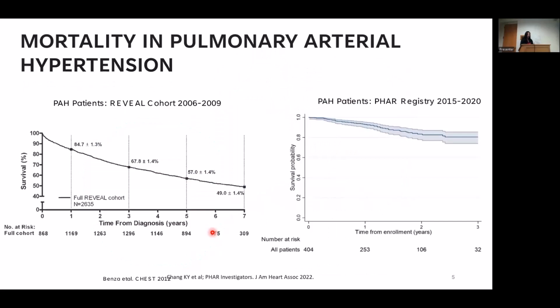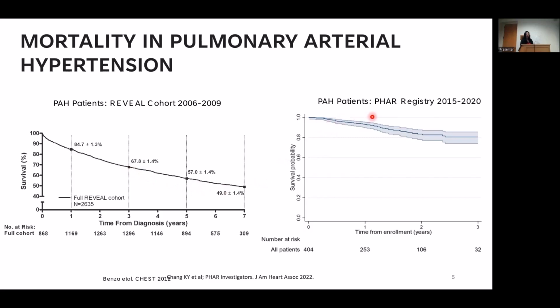And although we've made a lot of progress over the last many decades in treatment of pulmonary arterial hypertension, it does remain a disease with very high mortality. So one of the biggest cohorts that's been studied of PAH patients is the REVEAL cohort. And in an analysis of the cohort from 2006 to 2009, the median survival was still at around 7 years, with mortality at around 3 years from diagnosis at less than 70%.